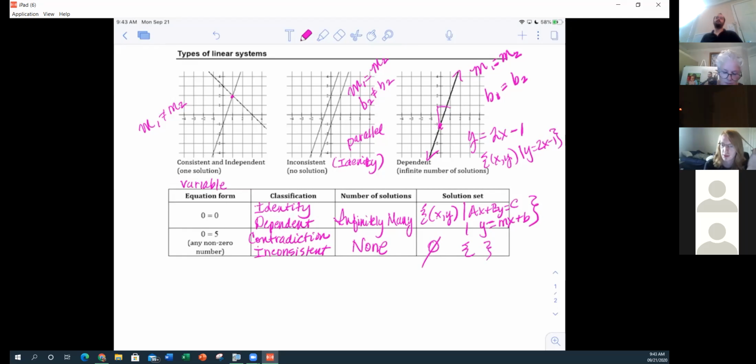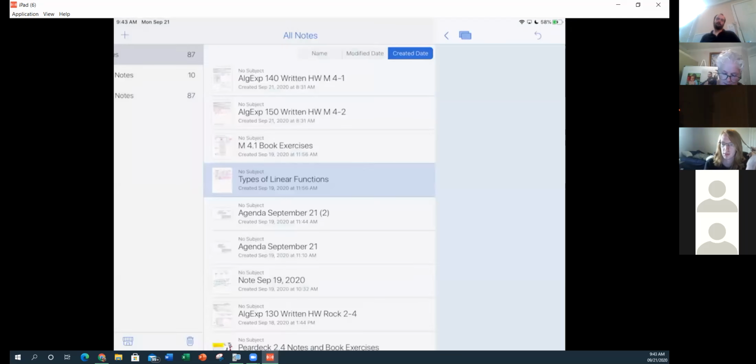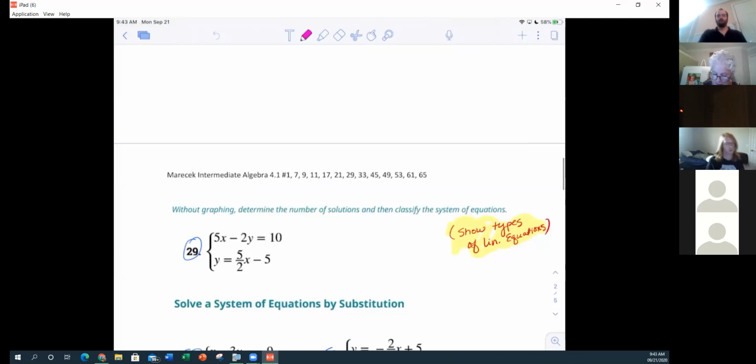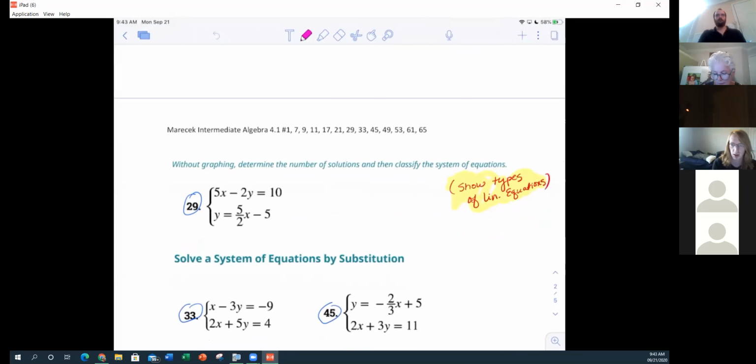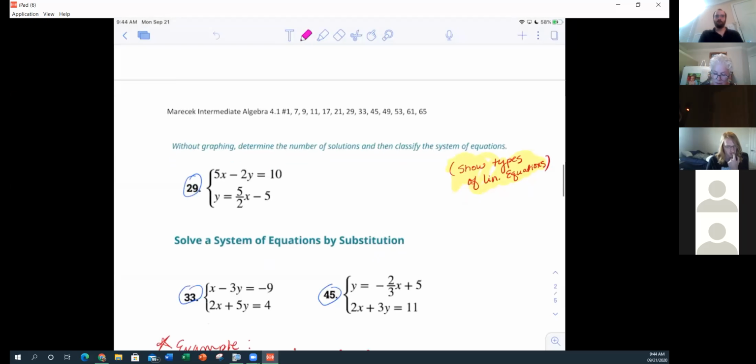Okay, I just wanted to refresh your memory on that before we move on to the next ones in the book exercises. It says, without graphing, determine the number of solutions and then classify the system of equations. So I just showed you what we're looking for. Either you'll solve it and come up with a true statement like 5 equals 5 or 0 equals 0, which means there are infinitely many solutions. Or you'll wind up with a false statement like 0 equals 5, and that would mean there were no solutions, or you'll wind up with one nice point. So that's what I wanted to discuss there.